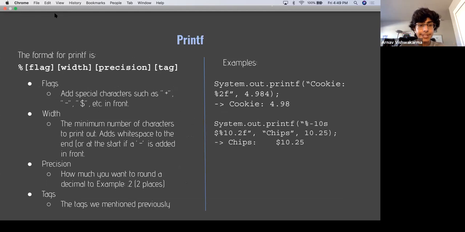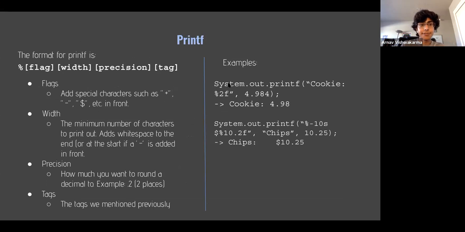Flags are where you can add special characters in front of the printf, like a dollar sign or a plus. You add that right after the percentage sign, and then it would be included in your printf statement. The second thing is width, which is the minimum number of characters you want to print out. It adds additional white space at the end of your statement. If you add a minus sign in front of the width, it makes it left aligned, so it adds white space after your parameter instead of before it.